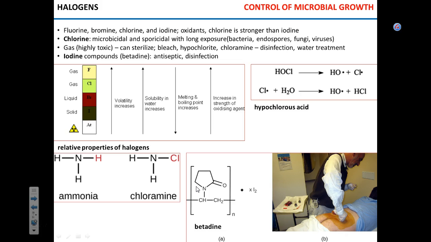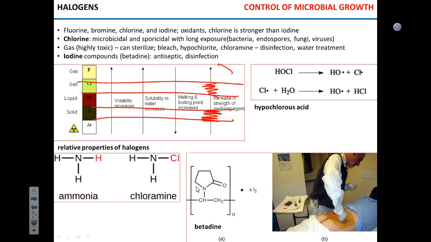Okay. So iodine is crystals. Chlorine is gas. Chlorine is much more active. You can see chlorine is stronger than iodine in terms of being an oxidizing agent. Now, chlorine as the gas is really inconvenient to handle. In fact, during World War I, it was used as chemical warfare by the Germans.